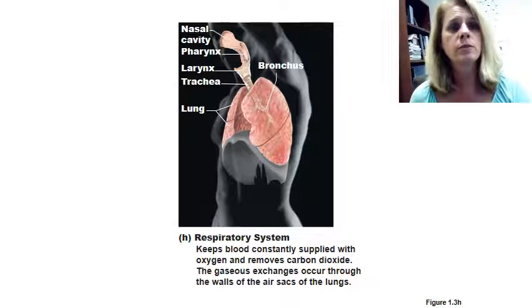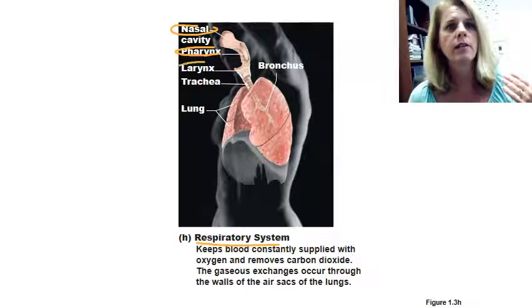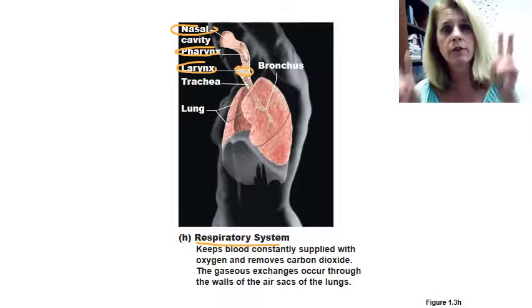You have your respiratory system, and this is basically how you breathe. It includes your nose and your mouth, so your nasal cavity. The pharynx is kind of the back of your throat, and the larynx is that area, kind of your Adam's apple. It's where your vocal cords are, your voice box.